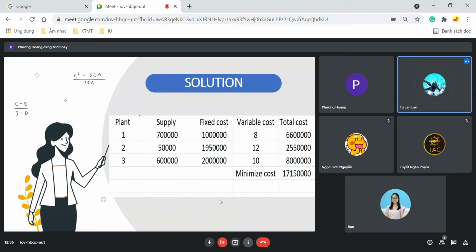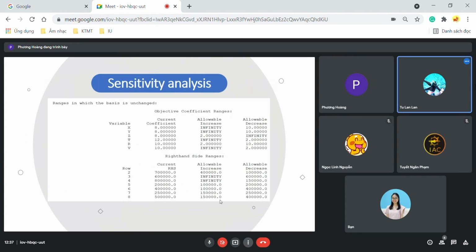Next slide. Plan 2 will be scaled back to 500,000 units to save 40% in fixed cost. Plan 1 serves markets 1, 2, and 4. Plan 2 serves market 3. Plan 3 serves markets 3 and 4. The minimum total cost is $17,150,000. Then we apply sensitivity analysis to investigate the effect of parameters on the optimal solution in linear programming problems.